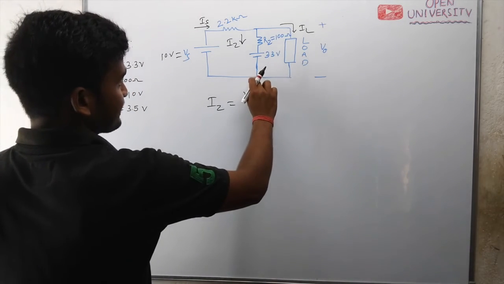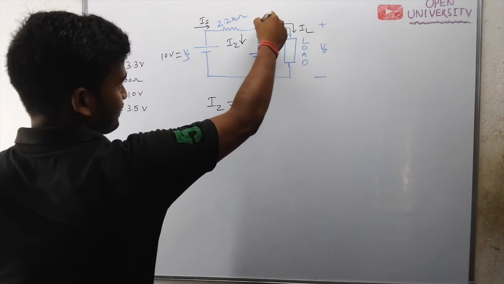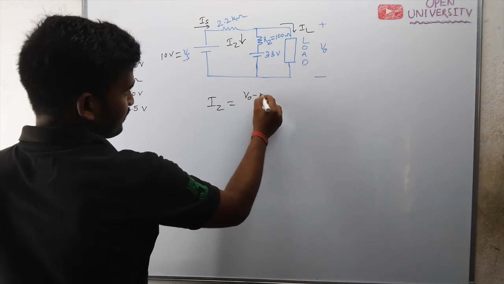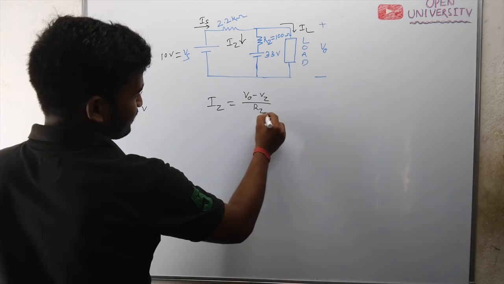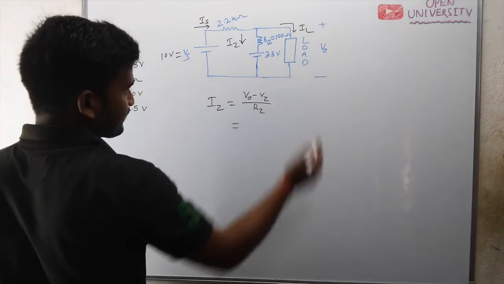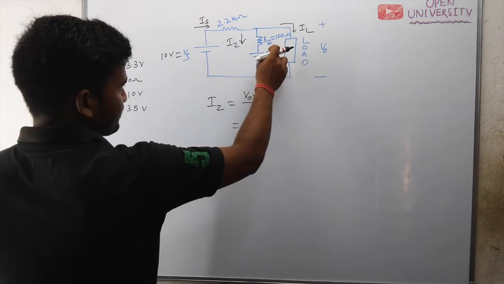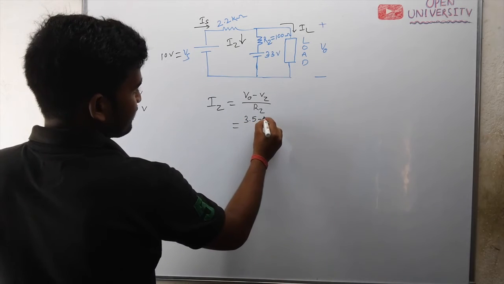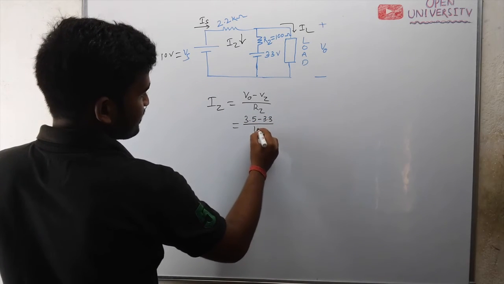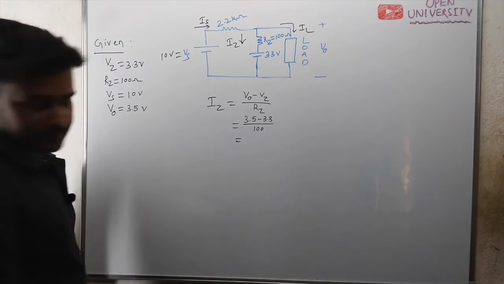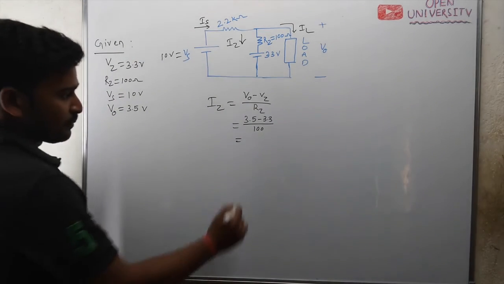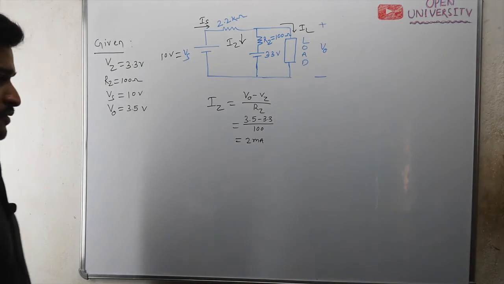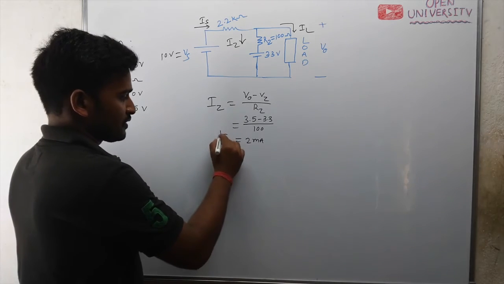If this terminal is grounded, then what is the voltage available at this point? That will be V naught. So V naught minus Vz divided by Rz will be Iz. Okay, V naught minus Vz divided by Rz will be the current through the Zener. So V naught is 3.5, Vz is 3.3, Rz is 100. So the answer will be 2 milliampere. So this is the answer to the first question. What is the value of Iz?